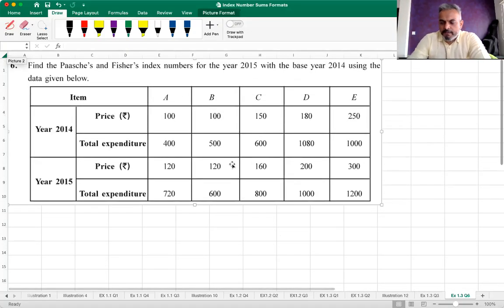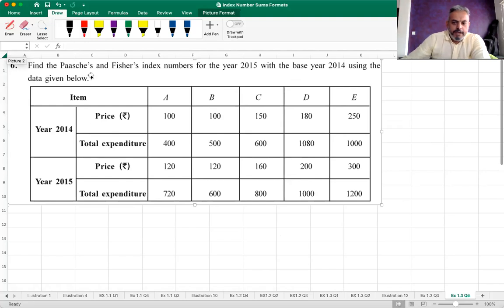Now, question number 6, exercise 1.3. Find the Paasche and Fisher's index number for the year 2015 with base year 2014 using the data given below. Items are given, price is given, but here expenditure is given. Now, what does this mean?